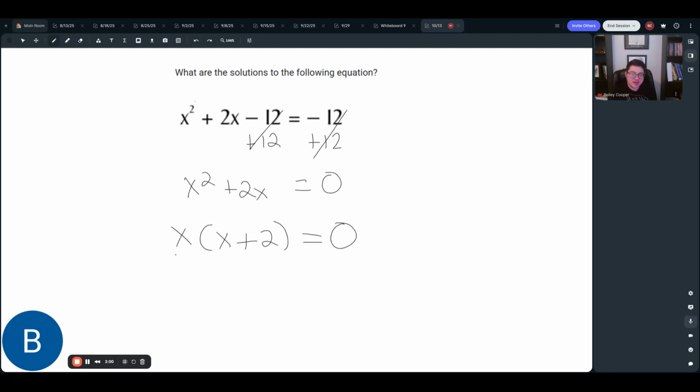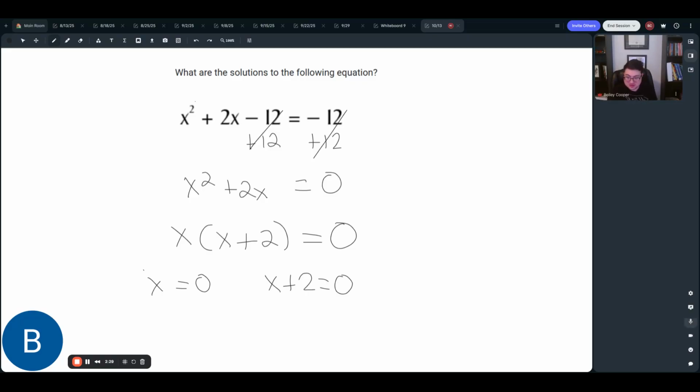Great. So now we have two things that are multiplied together, x times the quantity x plus 2, and they're equal to 0. So now we're going to use something called the zero product property, which says if you have two things that are multiplied together and they're equal to 0, either the first thing has to be 0 or the second thing has to be 0. And now we can just solve each of these two equations separately, and that'll tell us what our values of x are.